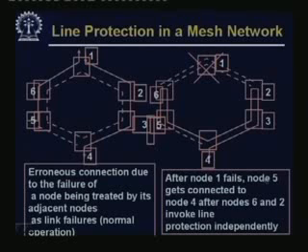After node 1 fails, node 5 gets connected to node 4 after nodes 6 and 2 invoke line protection independently. The actual failure was that of node 1, but if they have perceived it differently, as failure of link 6-1 and failure of link 2-1, and have taken independent actions, that may lead to race conditions.